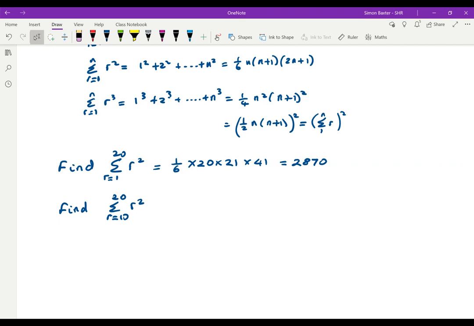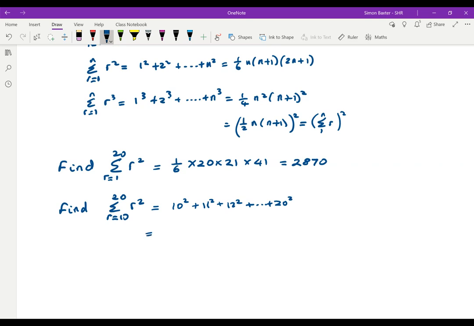Well, did you manage that? What are we trying to find out? Let's just make sure that we've all got the right idea. We're trying to find out, the bottom number is 10. So this is starting with 10 squared. Next number up is 11 and 12 until we get to 20.